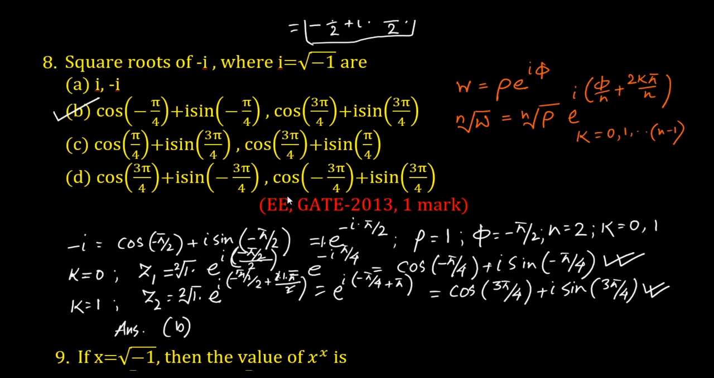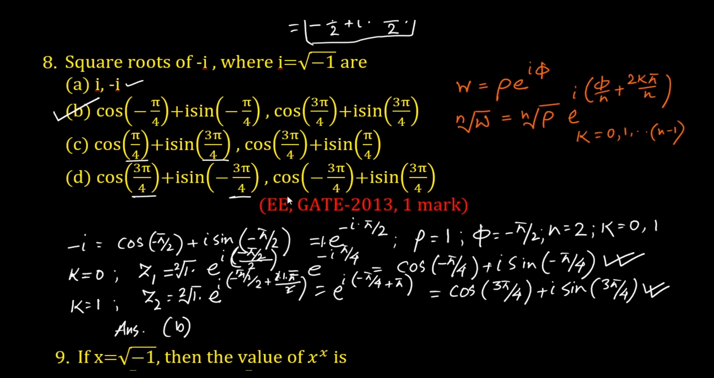Now, if you closely inspect the options, you can straight away say without doing anything that your answer will be B. Look at option C, for example: pi by 4 and 3 pi by 4, the two angles are different. So this cannot be of the form e to the power i theta, and this cannot be the square root of i. So the only feasible option remaining is B. But to be sure, you can do the calculation.